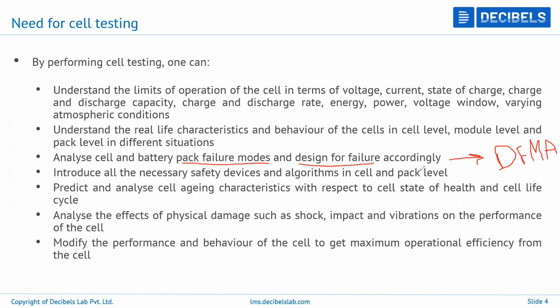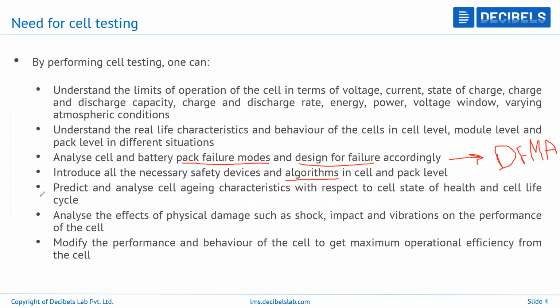So all systems, irrespective of whether it's a battery or a structural element or whatever it is, are analyzed for different failure modes, and then accordingly the design for failure and mitigation is established. So by analyzing when and how the battery pack fails, the engineer can accordingly design for failure, right? And as a consequence, we can also introduce all the necessary safety devices, safety circuits, and safety systems at all levels, so cell, module, and pack level, and introduce fail-safe algorithms, which prevent such situations from occurring again. Yeah.